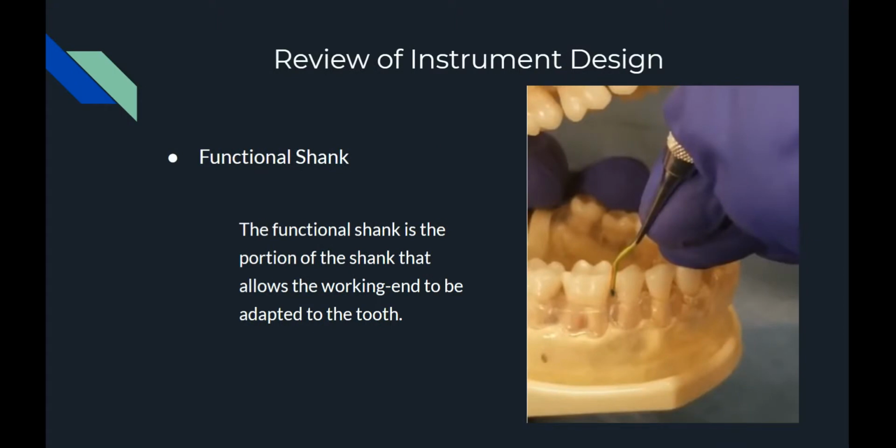Review of instrument design. Functional shank. The functional shank is the portion of the shank that allows the working end to be adapted to the tooth. The functional shank in this photo begins above the working end and extends to the last bend in the shank nearest the handle. The functional shank is color-coded in yellow, or you may see it as light green.